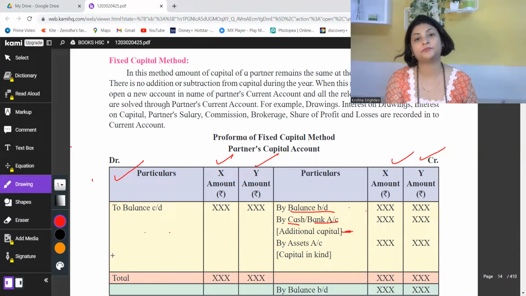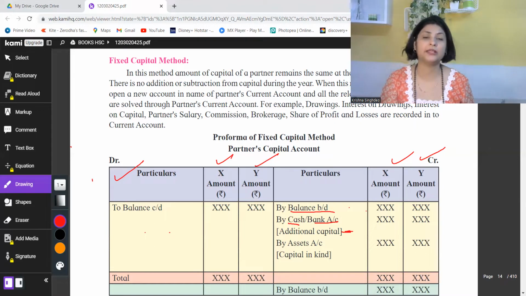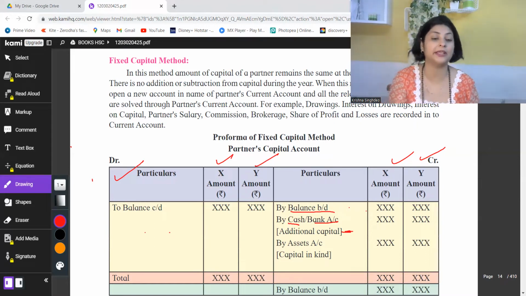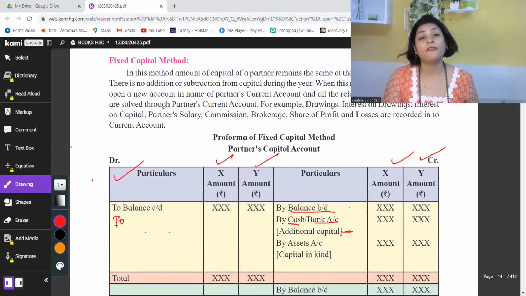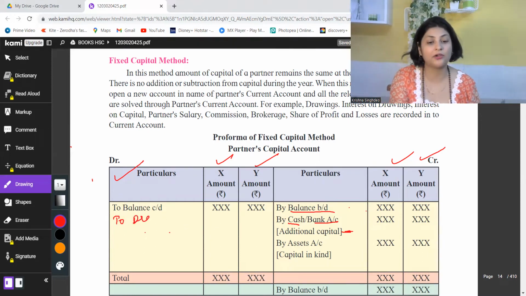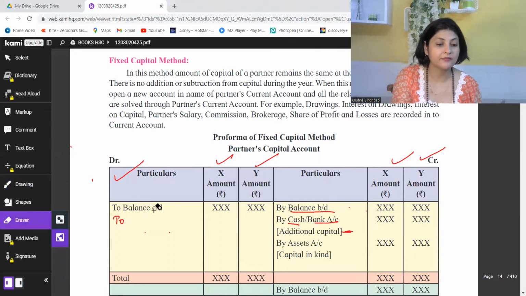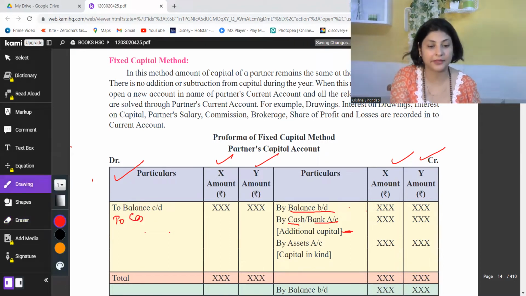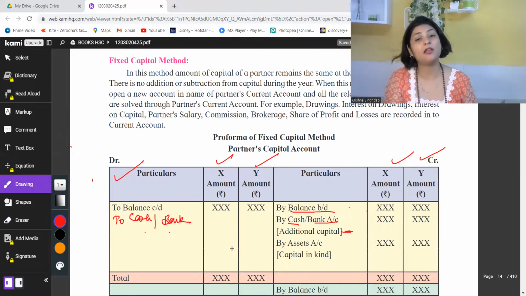Then on the debit side, usually only the balance carried down comes, but sometimes it is also a possibility that a partner withdraws the capital permanently. For example, 5 lakh was his capital earlier, and now the partner is withdrawing the capital. Let's say 2 lakh is withdrawn by him. So you are going to write here, To cash or bank. This will be withdrawal of the capital.